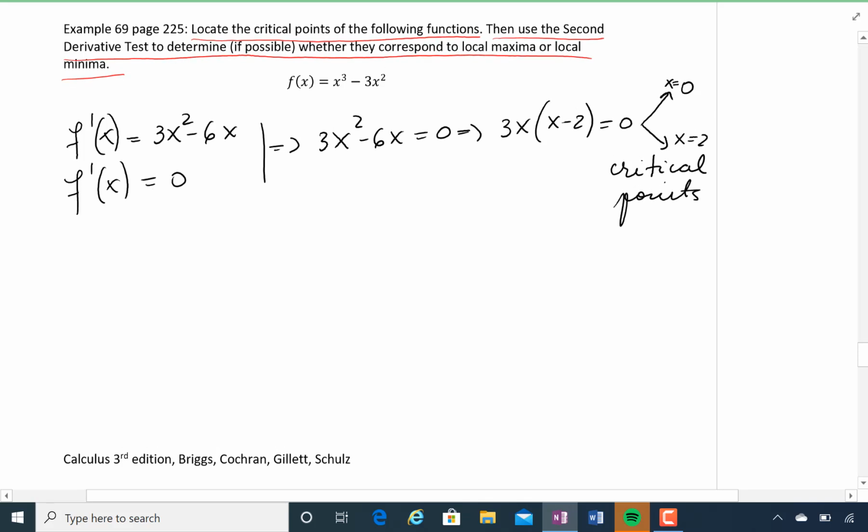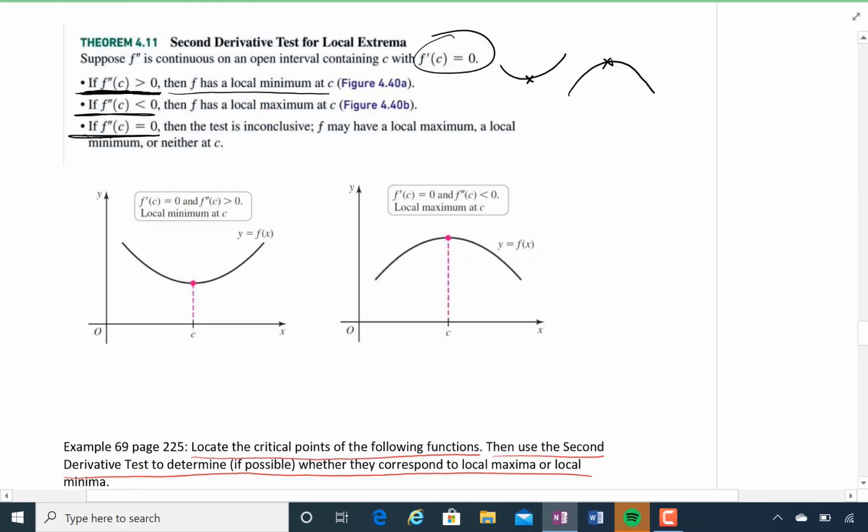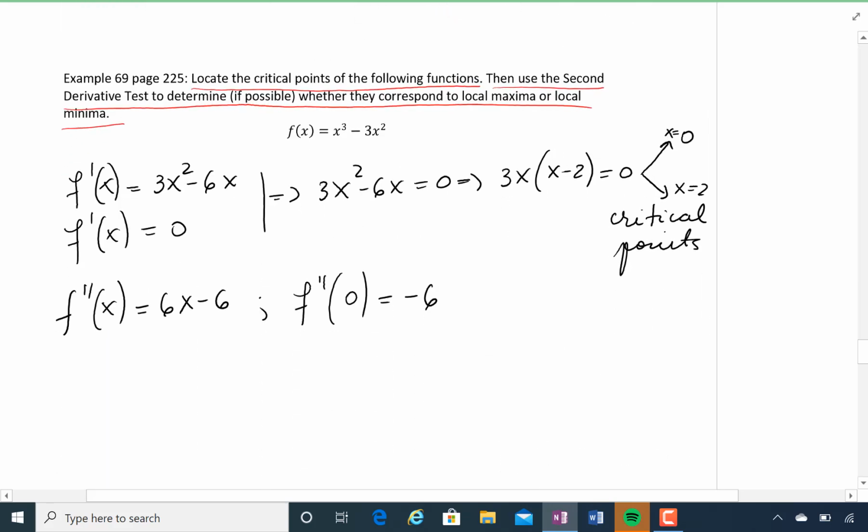Okay, so let's calculate the second derivative of x, which is 6x minus 6, and then calculate f double prime at 0. So that's negative 6. So if the second derivative is less than 0, f has a local maximum. So this is less than 0, so it means f has a local maximum, right? Because it's less than 0, so it's concave down at x equals 0. I do not know the value of the maximum, but I know there is a local maximum.